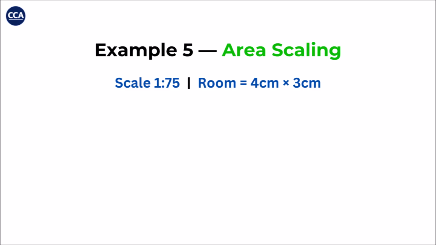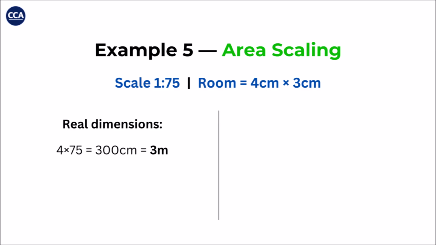A bedroom on a floor plan measures 4 centimeters by 3 centimeters. The scale is 1:75. Question 1. What are the real dimensions of the bedroom? Length. 4 multiplied by 75 equals 300 centimeters equals 3 meters. Width. 3 multiplied by 75 equals 225 centimeters equals 2.25 meters.